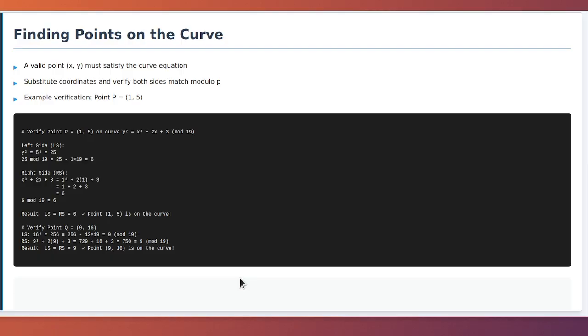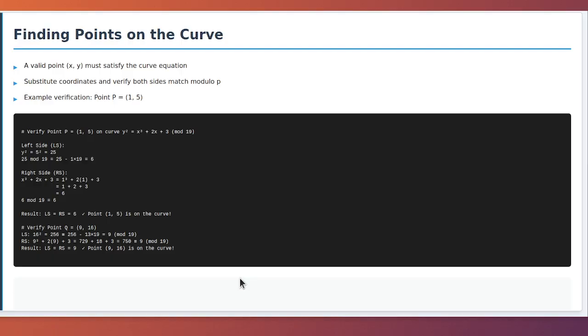The left side of the equation is y squared, which is 5 squared equals 25. Now, we reduce 25 modulo 19: 25 minus 19 equals 6. So, the left side equals 6. Now, for the right side, x cubed plus 2x plus 3 equals 1 cubed plus 2 times 1 plus 3. This resolves to 1 plus 2 plus 3, which equals 6. The right side also equals 6. Since both sides equal 6, the point (1, 5) is indeed on our curve.